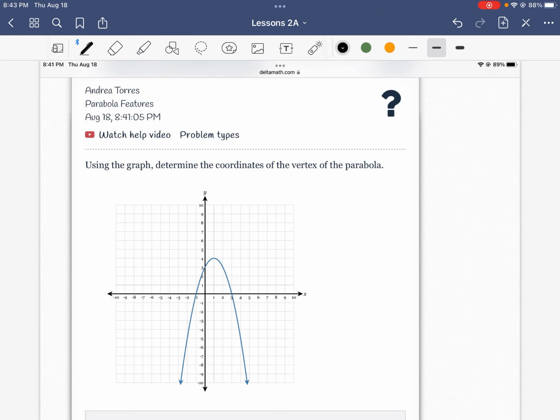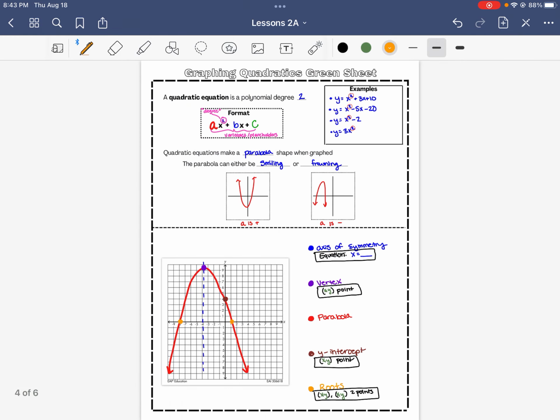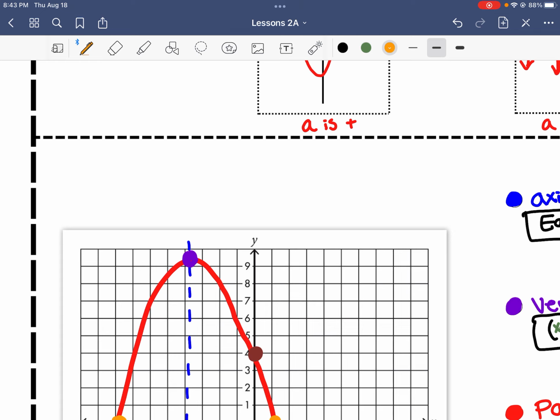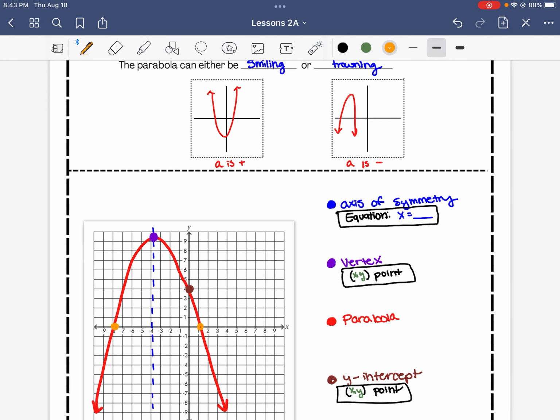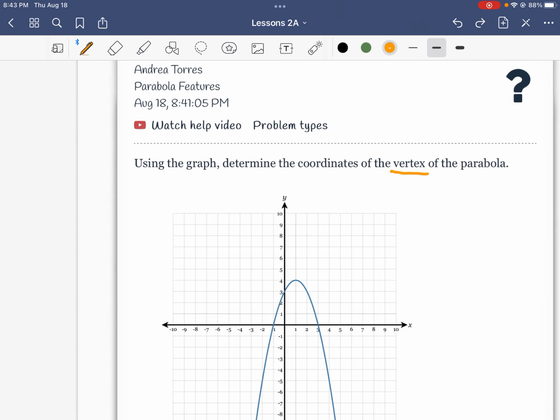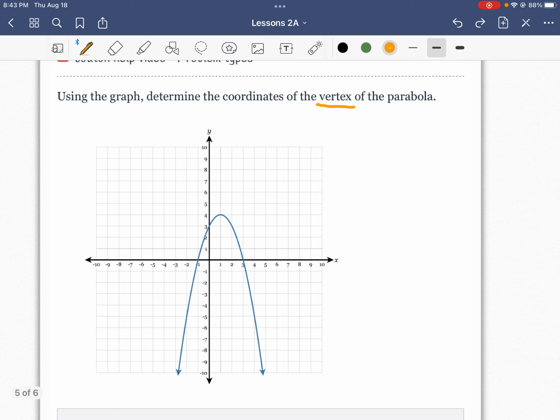So here I stole a problem from Graphing Quadratics 1 features, and it says use the graph to determine the coordinates of the vertex. So if we remember, the vertex is usually at the very peak of our parabola, which we denote here with our purple one, and is usually a point. So if we go here, we could see at the very point of our parabola is right here at this point. But what is that point called?